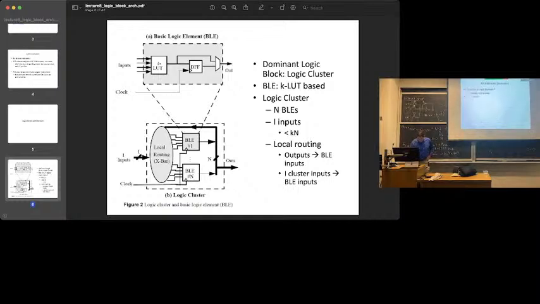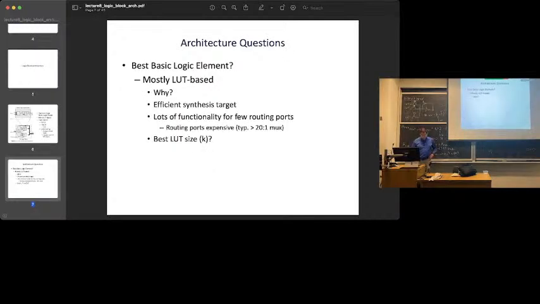Okay, so we kind of have covered some of this, so this is a review. The dominant kind of logic element used in commercial FPGAs is LUT-based. Why? Well, I guess maybe I'll just ask this to see if people remember. Why is LUT-based good? What are some strengths of a lookup table? Yeah.